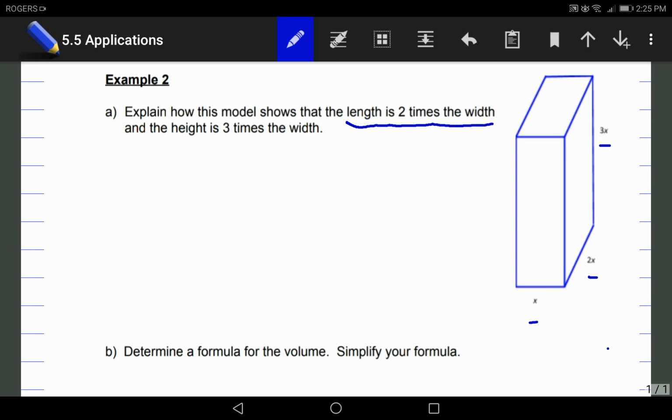Okay, well, if my width is x, okay, so we'll call this my width down here. It says that my length is 2 times the width. Well, that makes sense. If this is now length, it's 2x, right? 2 times x, or 2 times the width. So that's my length. And then my height is 3 times the width. 3x. Okay, so this is going to be my height.